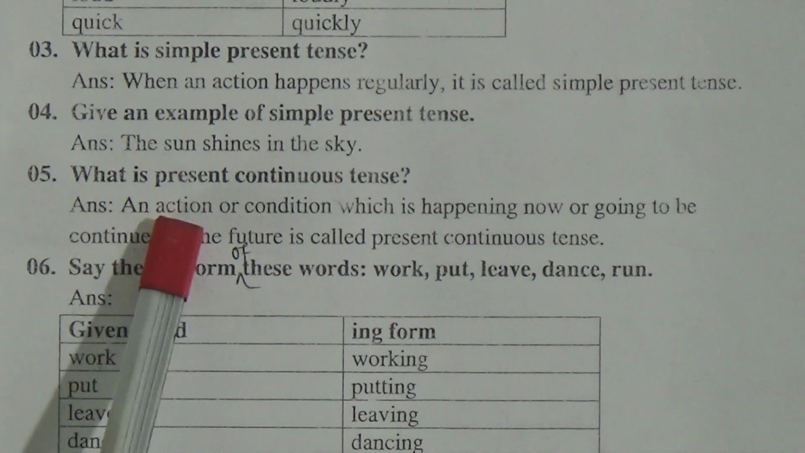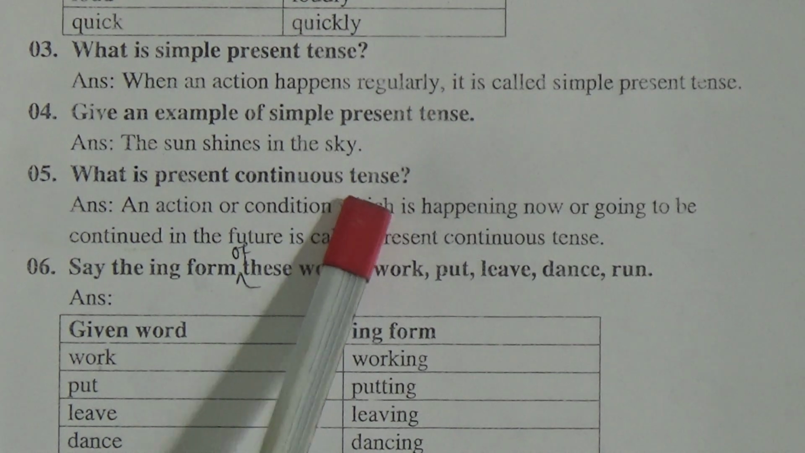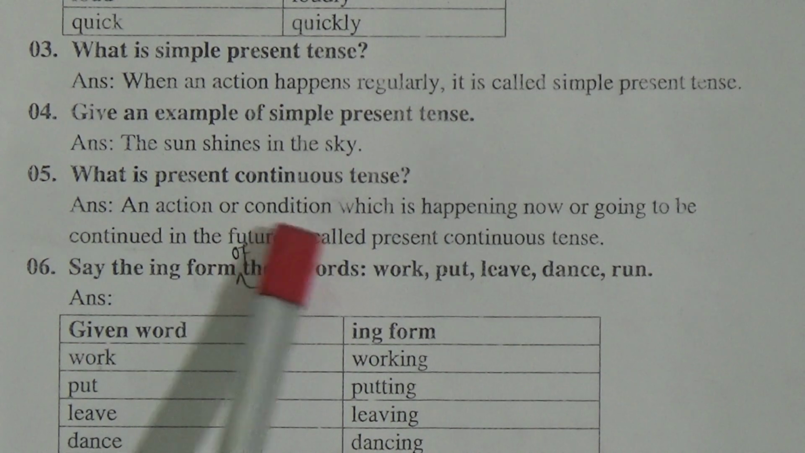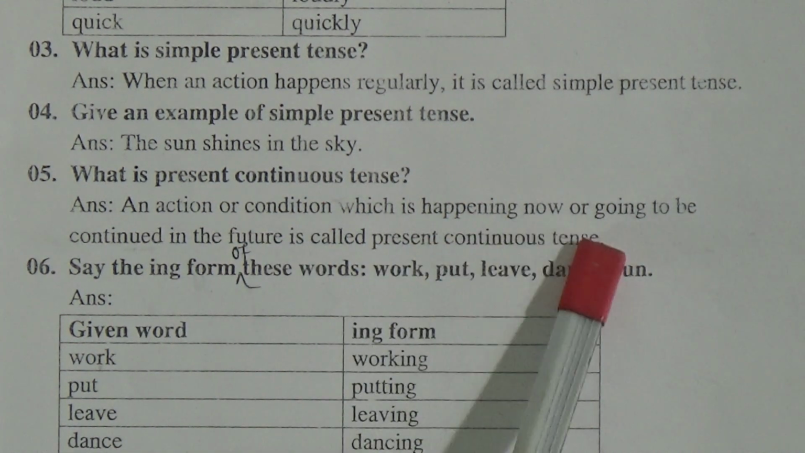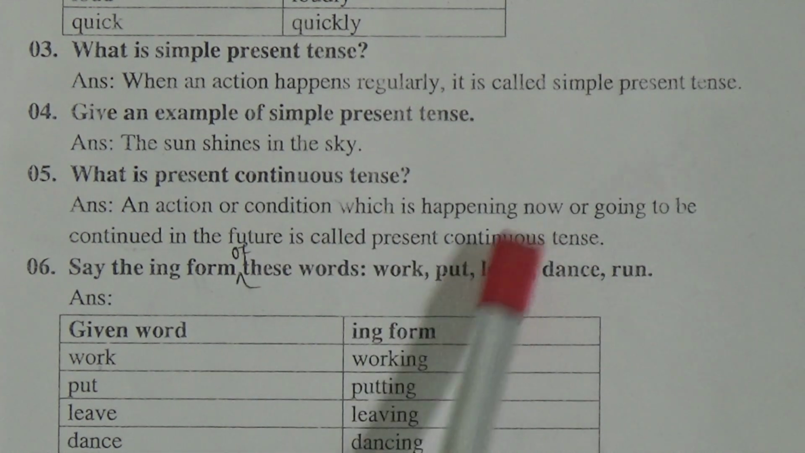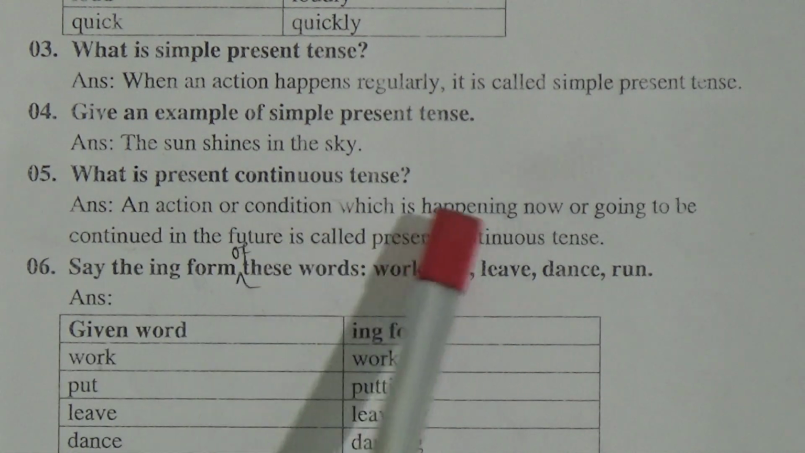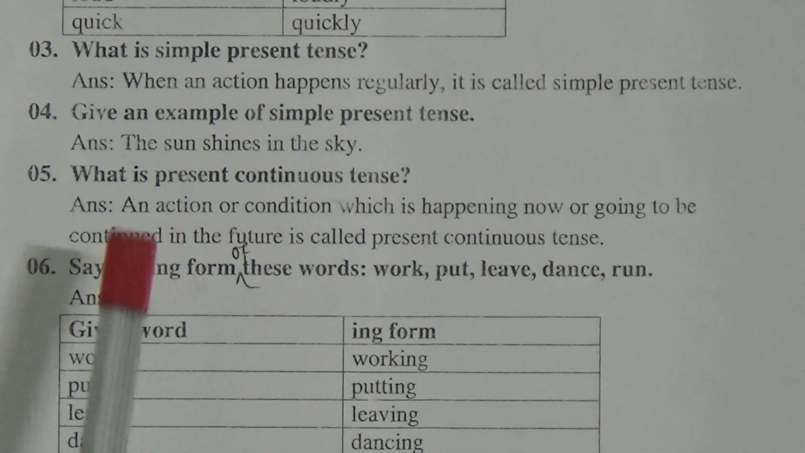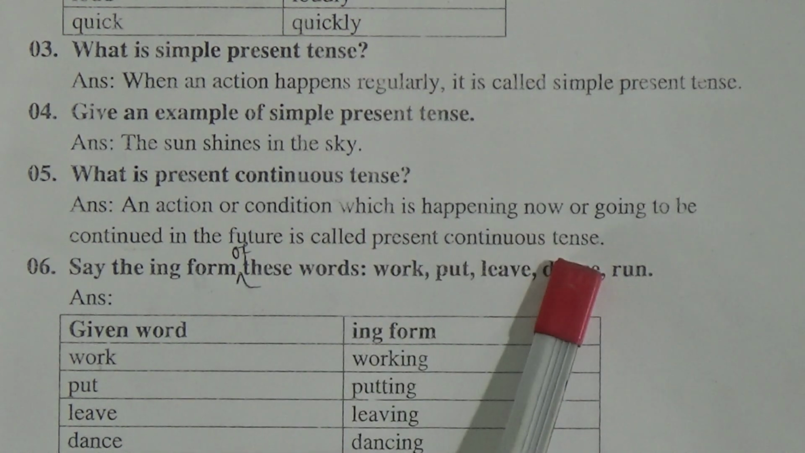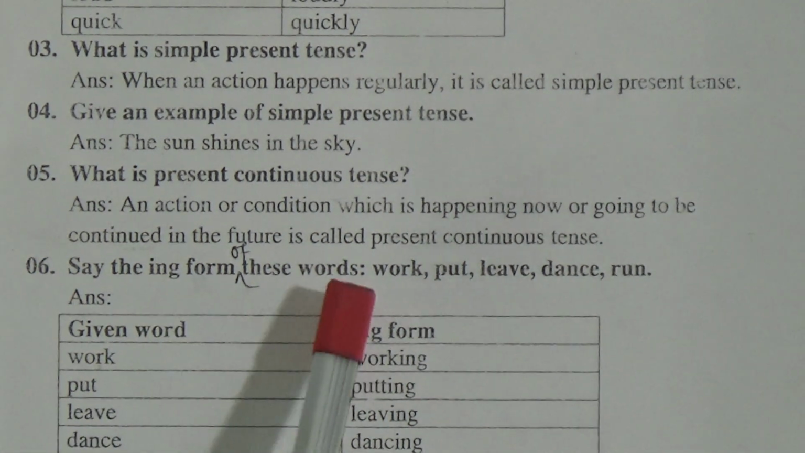Number 5, what is present continuous tense? An action or condition which is happening now or going to be continued in the future is called present continuous tense.